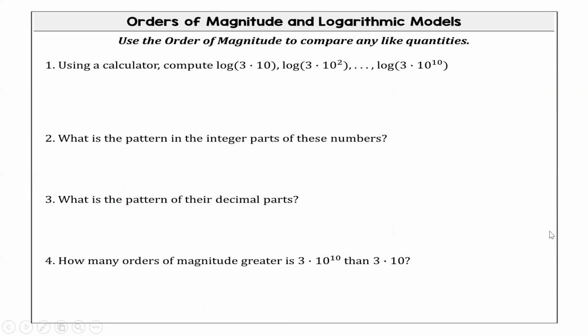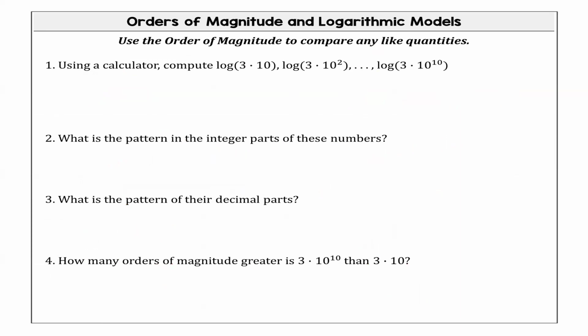All right, so now we're going to be talking about orders of magnitude and log models, okay? So using a calculator, we're going to compute log of 3 times 10, log of 3 times 10 squared, such and such. Then we're going to acknowledge what the pattern is. What do you notice is happening? What is changing? And then going from there.